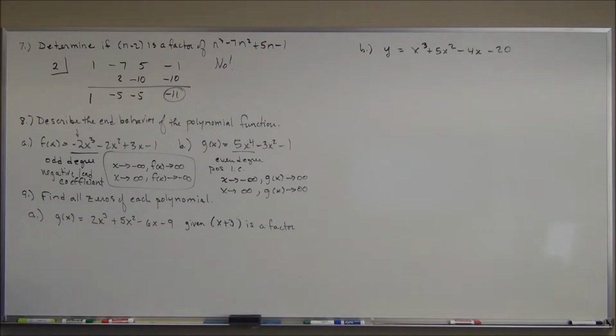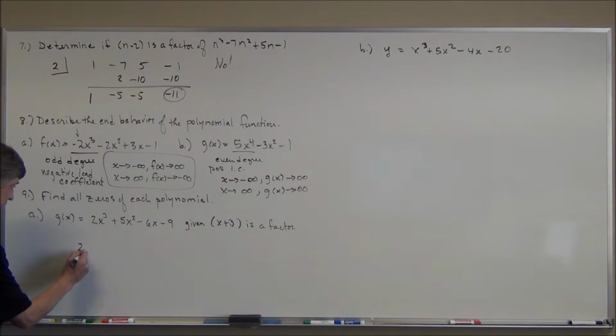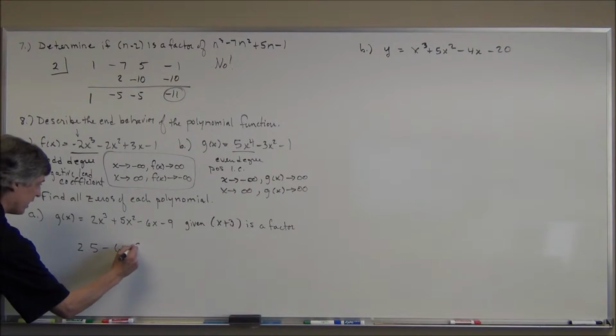So let's see if you remember how to do this. Go ahead and try it. Here's how you go about to do it. You use the fact that this is a factor. You do synthetic division, 2, 5, negative 6, negative 9.